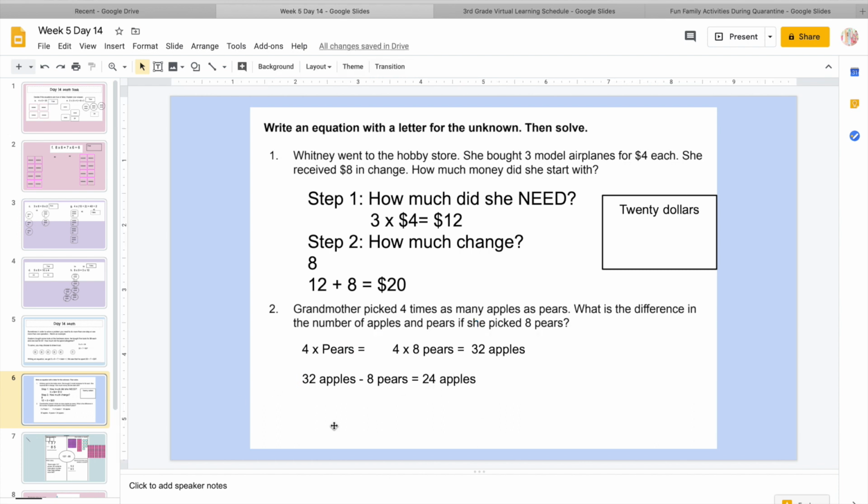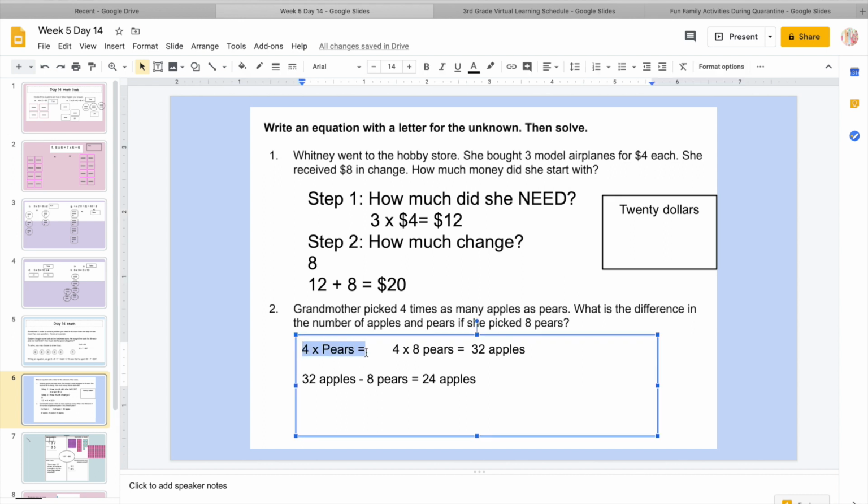Okay, guys, so just remember, this is the formula you're going to use, and don't forget it's a two-step math problem. So when you find how many apples, you have to figure out, they want to know what's the difference. How many more apples did she pick than pears? Okay?